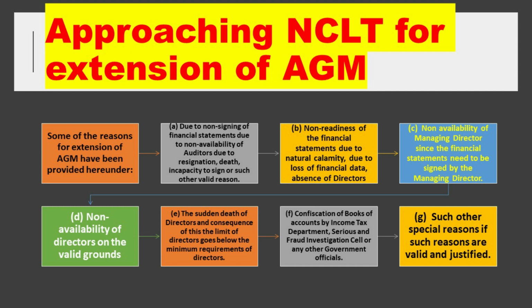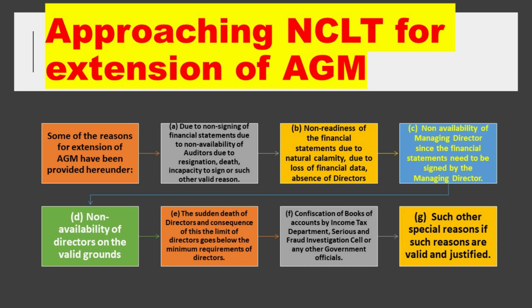Non-availability of the managing director, since the financial statement needs to be signed by the managing director. Non-availability of directors on valid grounds. Sudden death of directors, and as a consequence the number of directors goes below the minimum requirement. If the number of directors has gone below what is required under the law, then in such a situation one can approach the ROC for extension of the AGM.